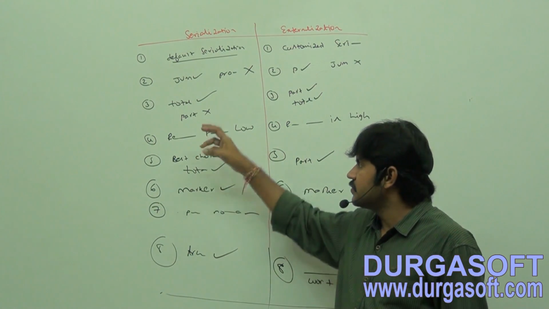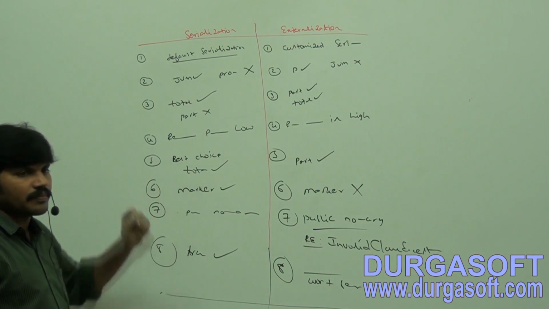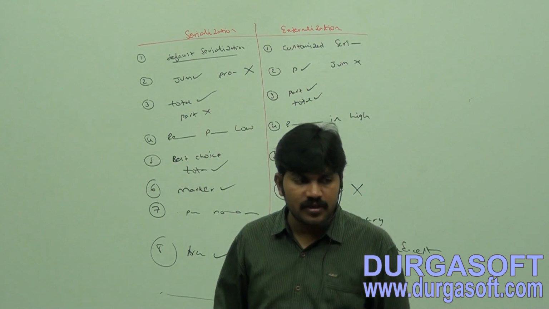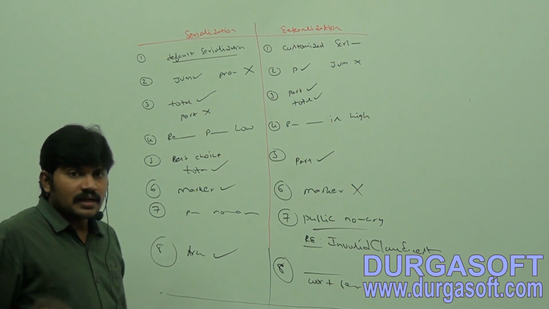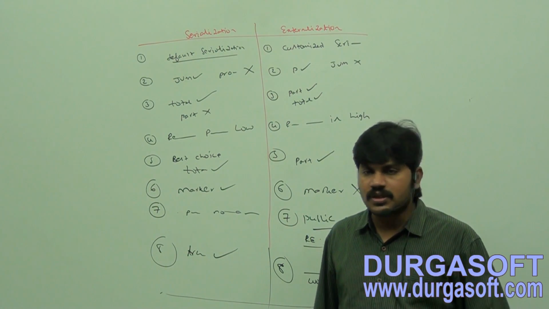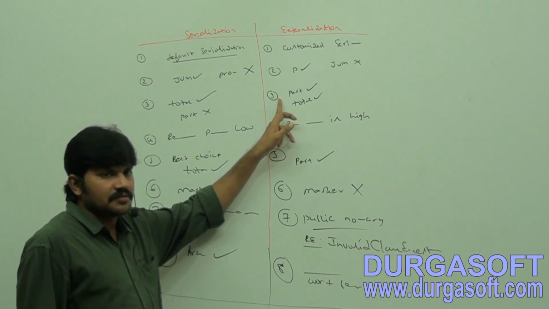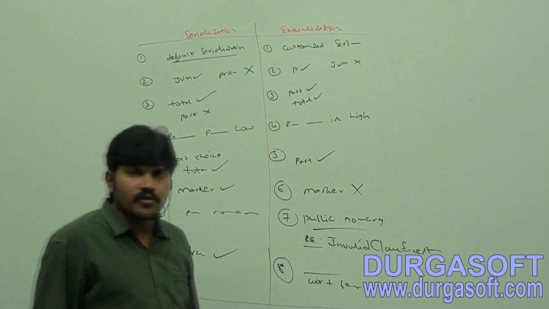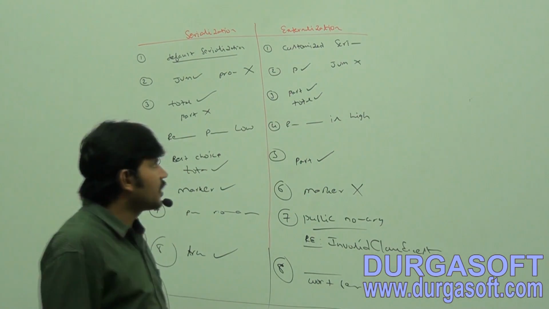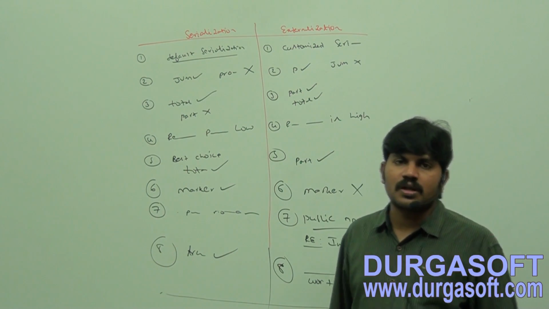Next, third point. In serialization, it is always possible to save the total object to the file, and it is not possible to save part of the object. Next, on the other side, in externalization, based on our requirement, we can save either the total object or part of the object.